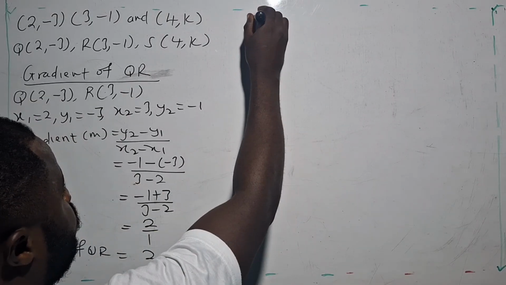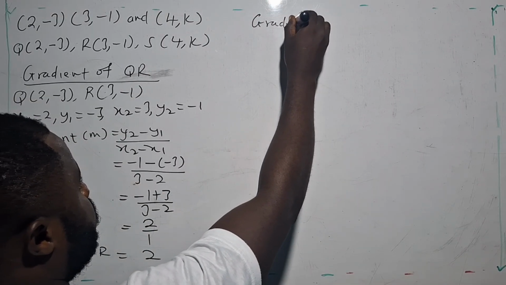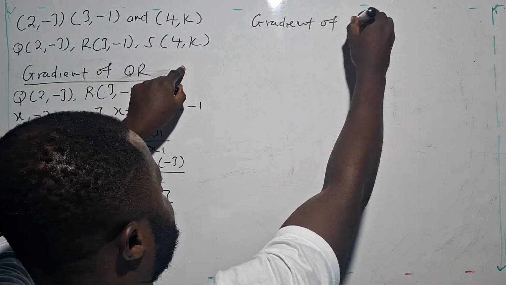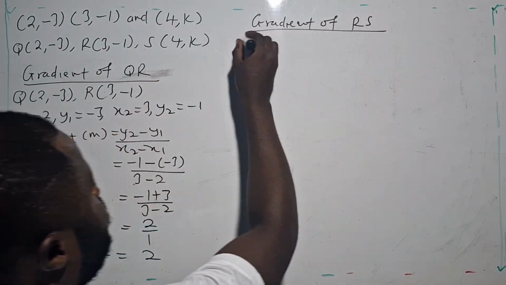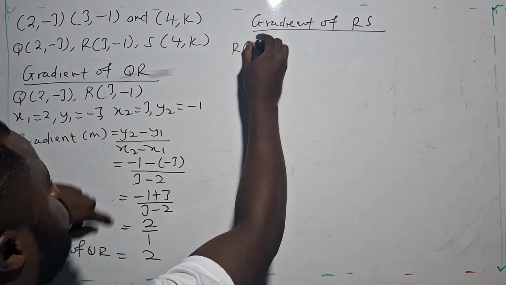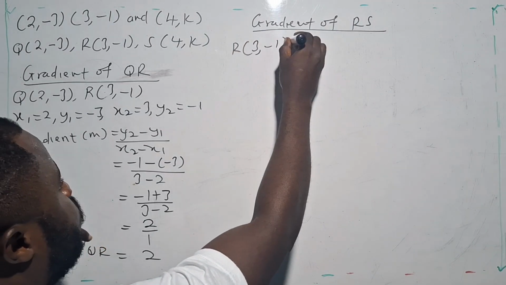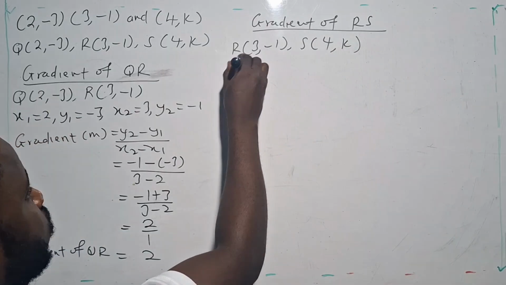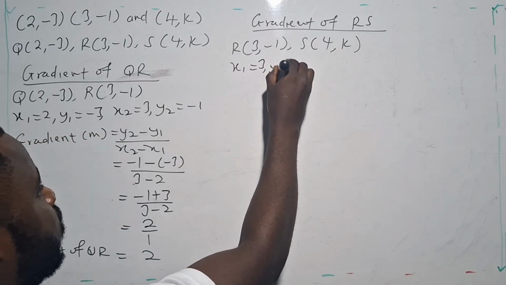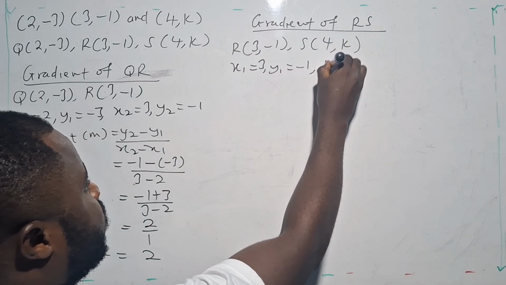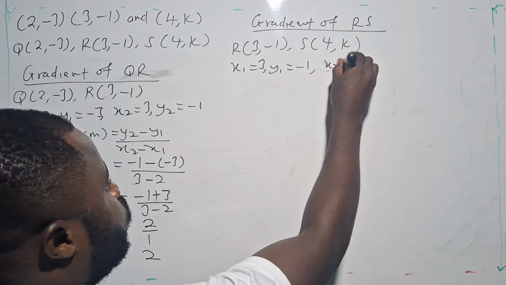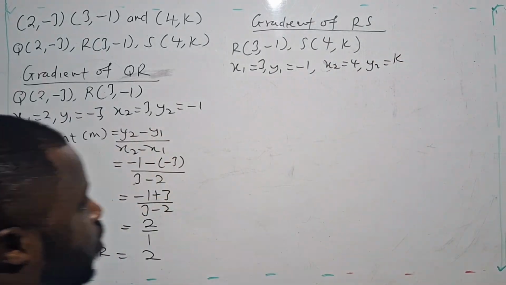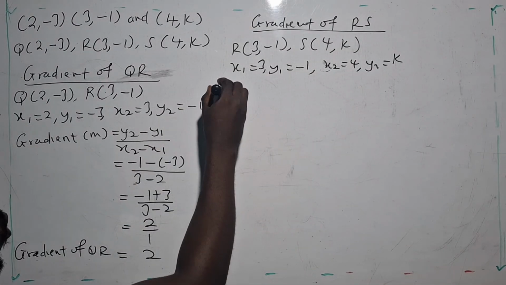Let's find the gradient of RS. So R is (3, -1), then S is (4, k). So here our X1 is 3, our Y1 is -1, our X2 is 4. Now our Y2 is what? It is k. Now follow closely. So gradient.